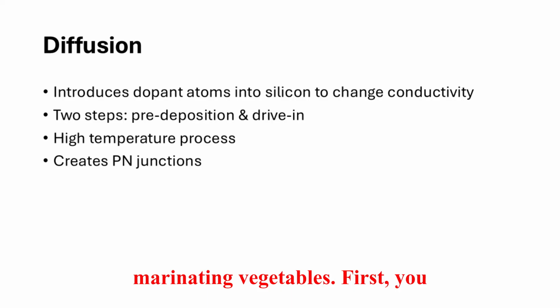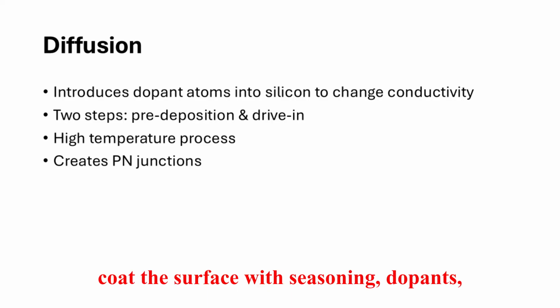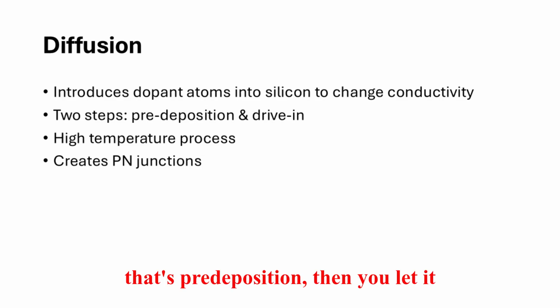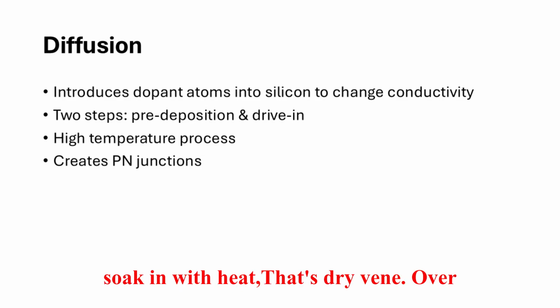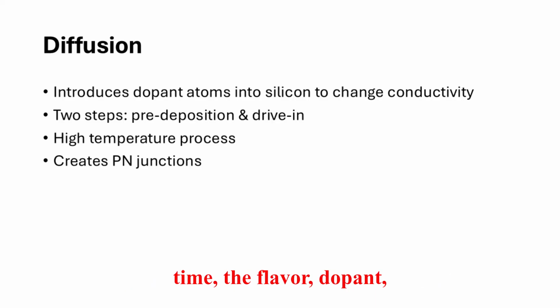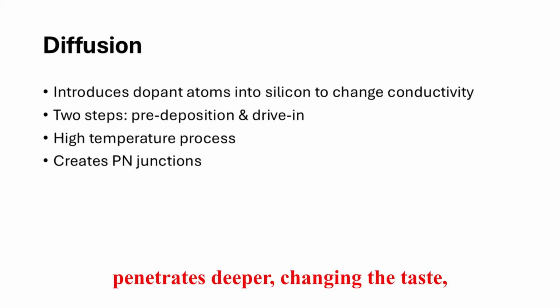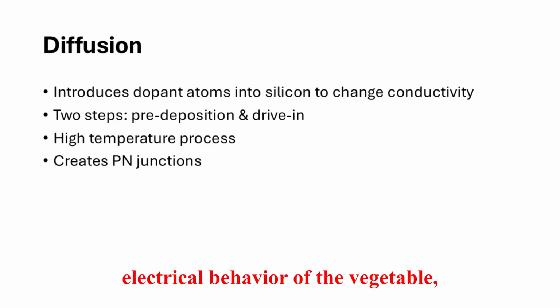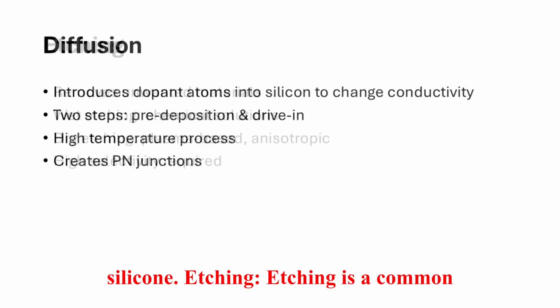Diffusion is like marinating vegetables. First, you coat the surface with seasoning, dopants, that's pre-deposition. Then you let it soak in with heat, that's drive-in. Over time, the flavor, dopant, penetrates deeper, changing the taste, electrical behavior of the vegetable, silicon.